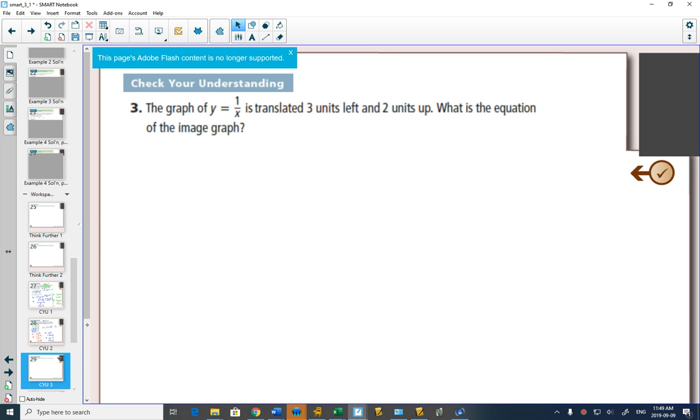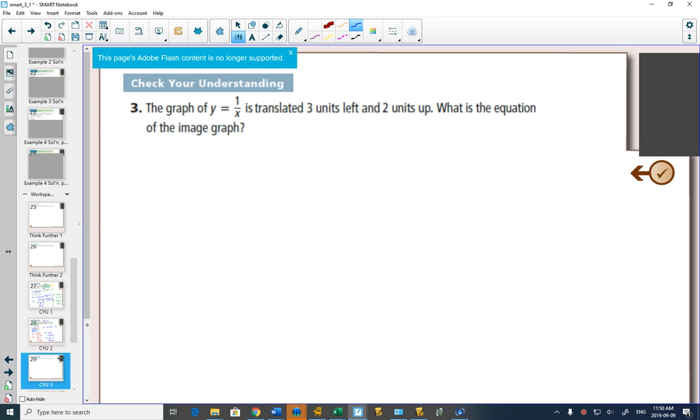How does that work? Well, to write the equation, 3 units to the left happens inside the function, and 2 units up would happen outside or after. Now 1 over x is one of the colors. That was the blue sheet that we did at the beginning. So you should already have a picture of that in your mind, and you've already seen how left and right, up and down work with that graph.